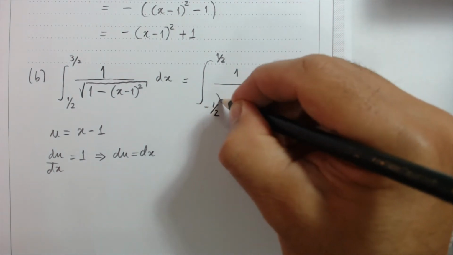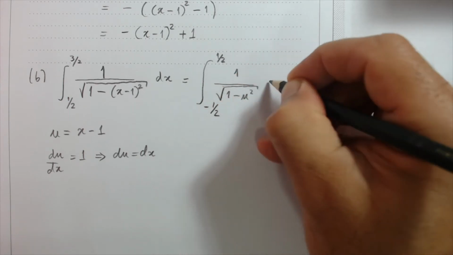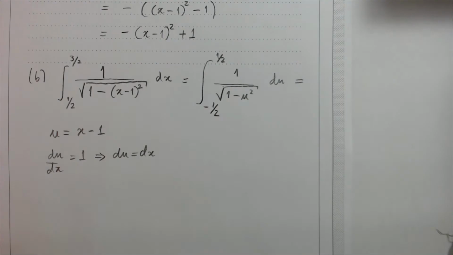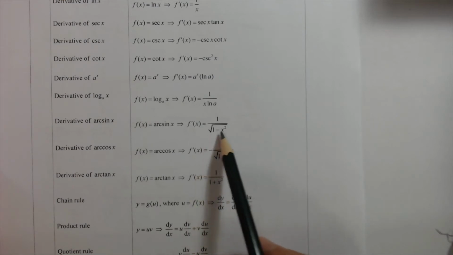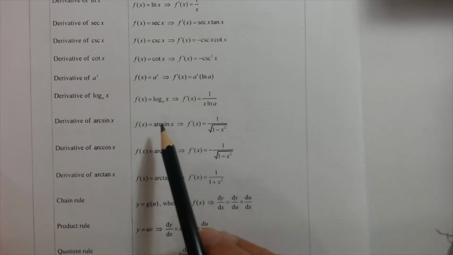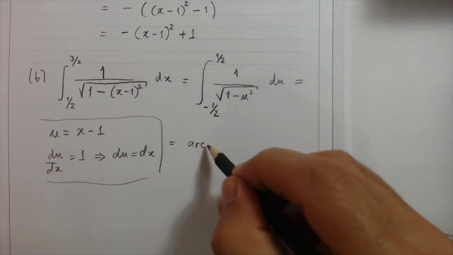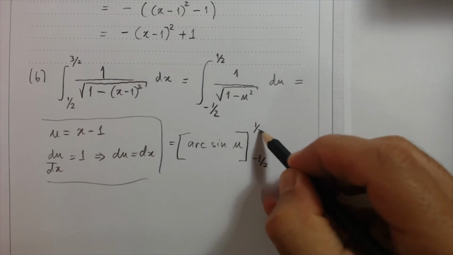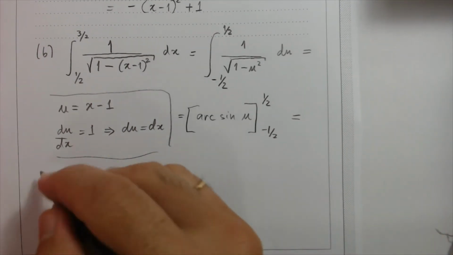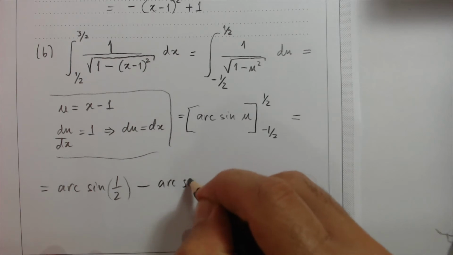So we have the integral of 1 over the square root of 1 minus u squared, du. If we look at the formula booklet, in the part of derivatives, the derivative of arc sine x is 1 over the square root of 1 minus x squared, so the integral of this is arc sine x. So this is going to be arc sine u from minus half to half, and this is going to be equal to arc sine half minus arc sine minus half.